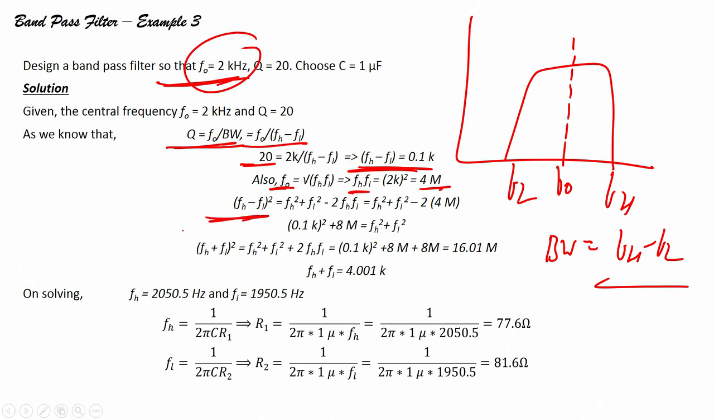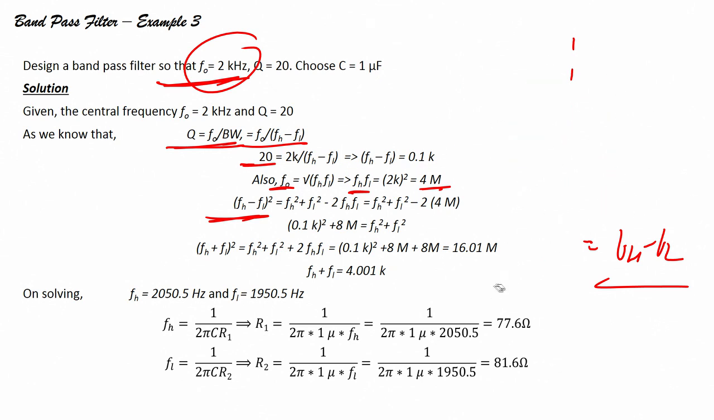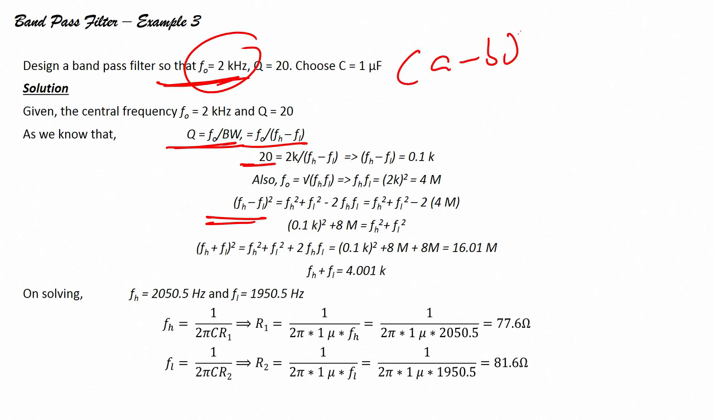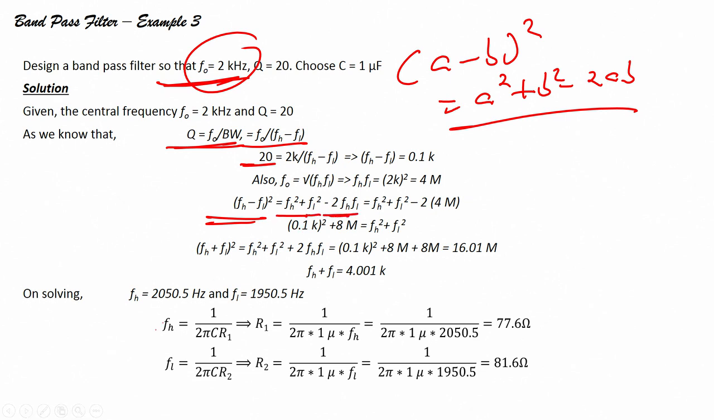Now, FH minus FL whole square, this is very easy, basic mathematics. What is this? A minus B whole square equals A square plus B square minus 2AB. This is what is written: FH square plus FL square minus 2 FH into FL. This is nothing but FH square plus FL square minus 2 times 4 M. So, when we substitute the value we will get this.